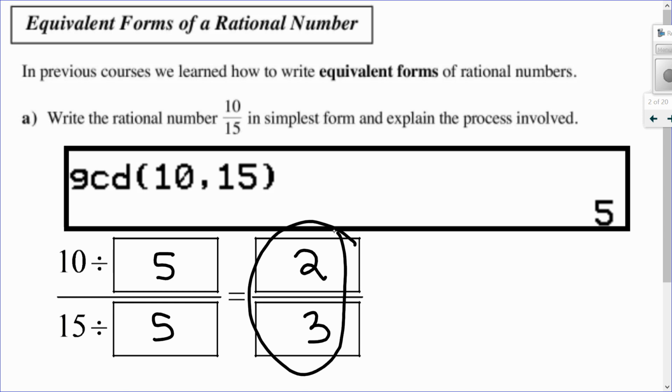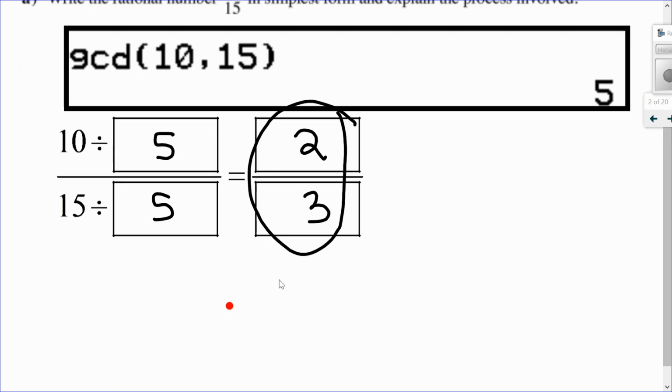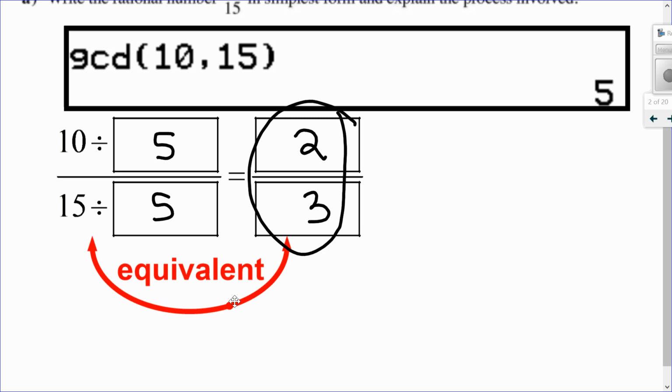Now, the reason that these fractions are equivalent, even though they look different, is because we did the same thing to the numerator and the denominator. Because 5 over 5 is really 1. It's a form of 1. So by dividing numerator and denominator by the same number, we can put it in lowest terms, and these two fractions will be considered equivalent.